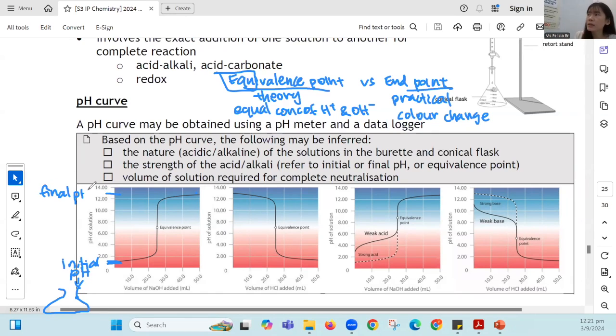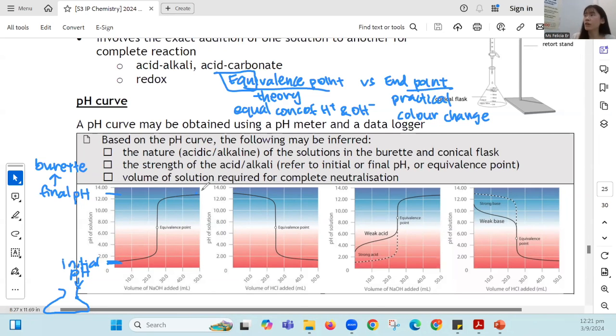Can you write it in? So you need to know these 3 points: initial pH, equivalence point, and final pH. Final pH would be what you contain inside the burette. This is when you add a lot from the burette. That's why you see the pH is like, oh, now I know. In my burette, I have a strong alkali because the pH is very high. And then in my conical flask, I have a strong acid.